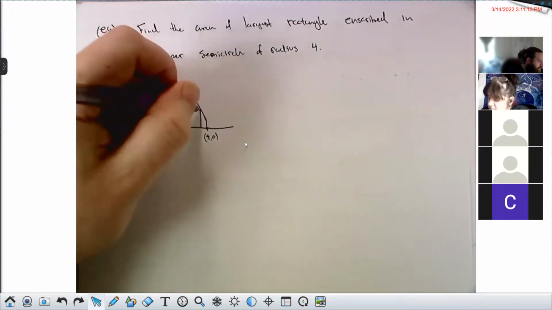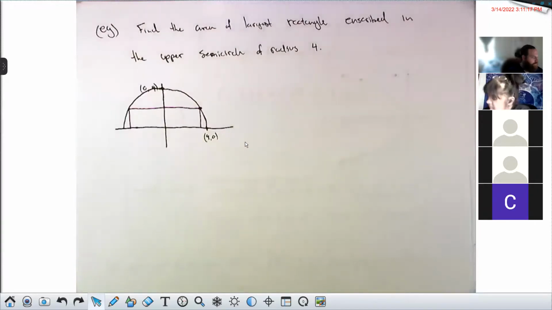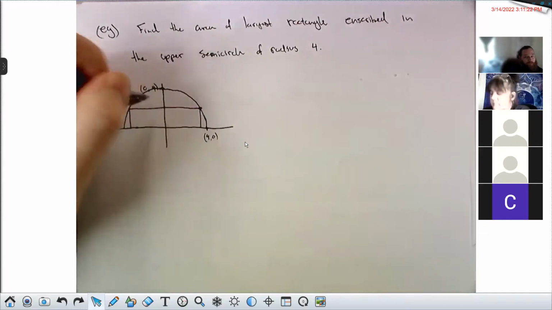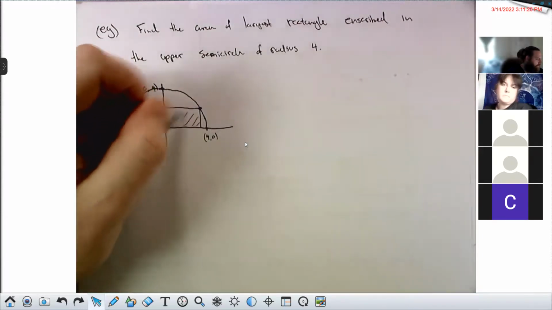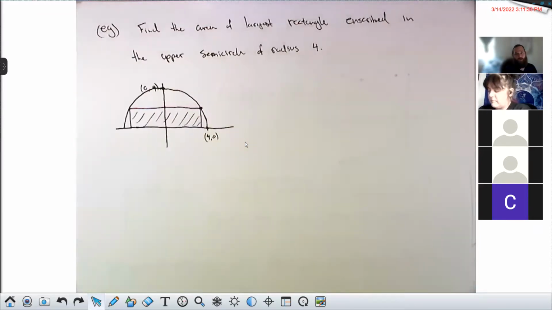So there's a bunch of rectangles like this that I could draw, right? I could draw one like that, or I could draw one that's very narrow like this. The question is, of all possible rectangles like that, which one will have the largest area?